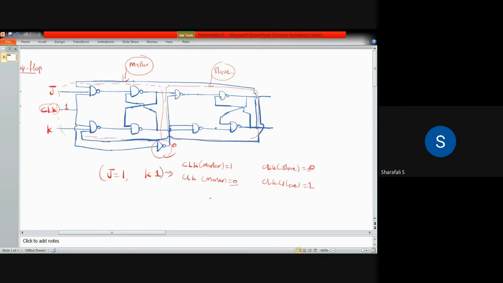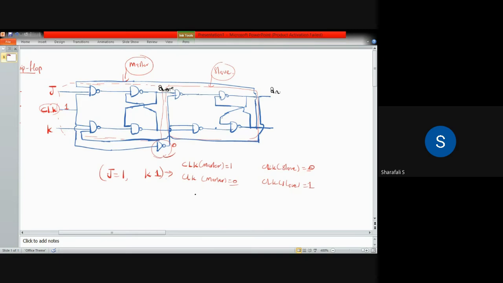So at this time, what will happen to this output? Let's say this output is QM for master, and this is your final output Qn. You can consider it as Qn plus 1 also because you are considering the next state. So anyway, it depends. Let's consider this as Qn itself, no problem.